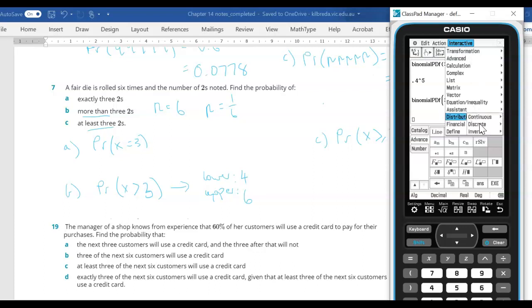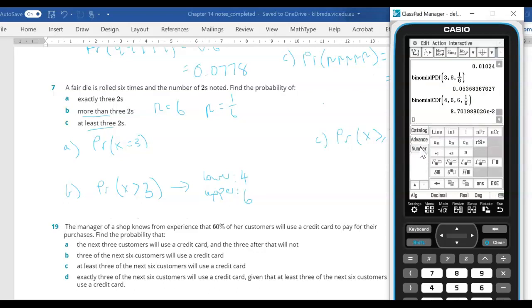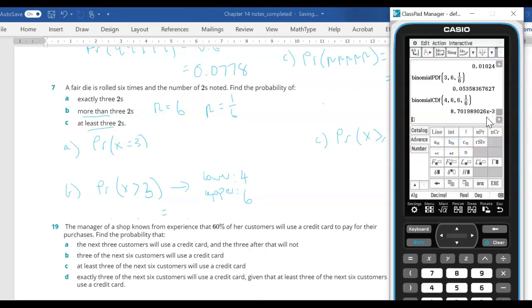The next one, got CDF. Okay, so your lower limit is 4, upper limit 6, number of trials is 6, and the probability of success is 1/6. All right, so there's our answer. Come back up. So the e to the -3, that's the same as saying times 10 to the -3. So what have we got? 8702.